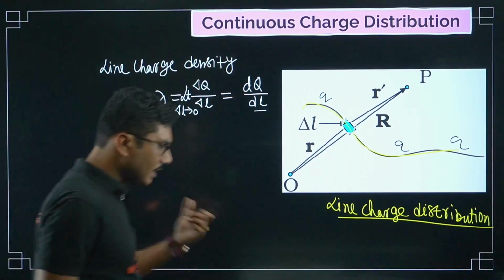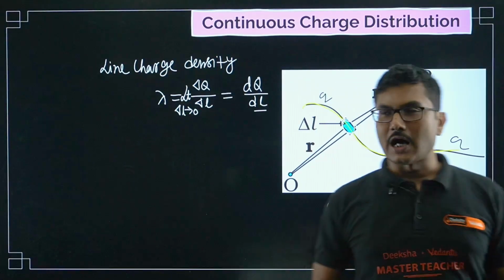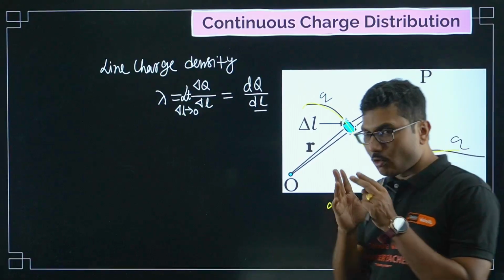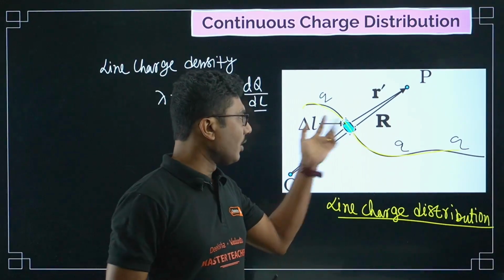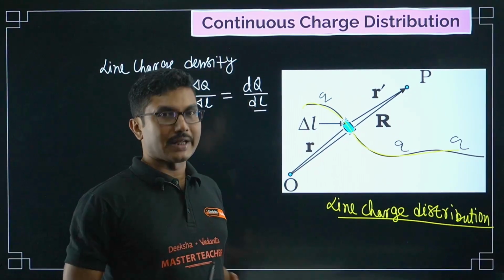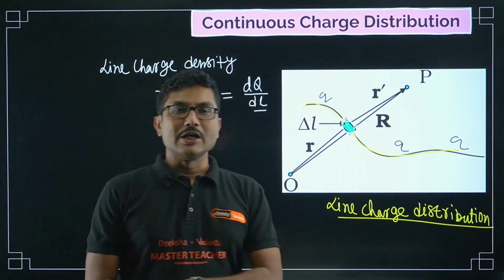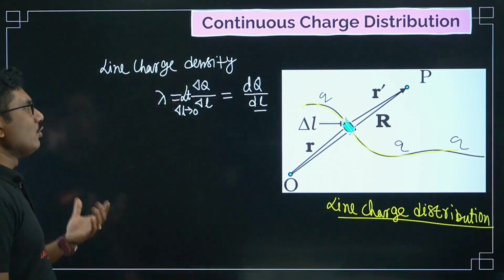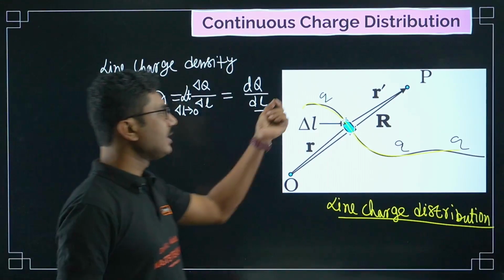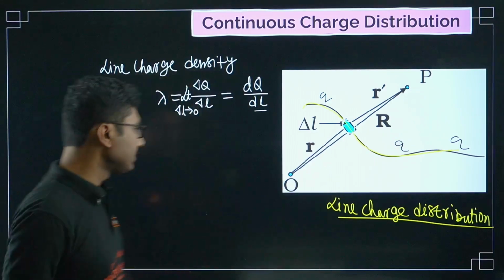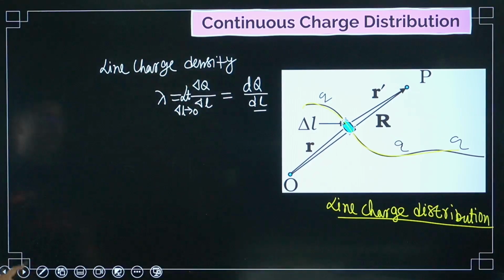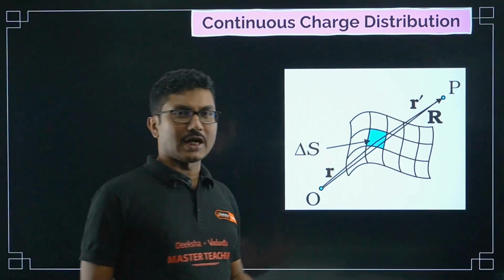So this is the measure of how much charge I will get if I cut a small portion from this wire. This is a very unique and important way to understand how charge is distributed across the length of this wire.